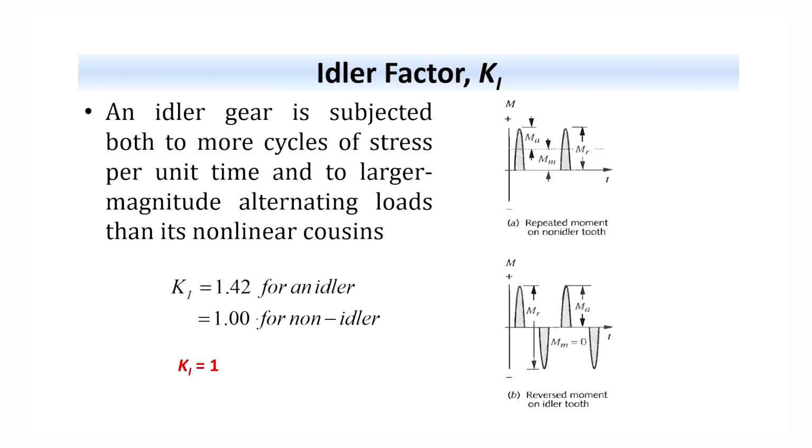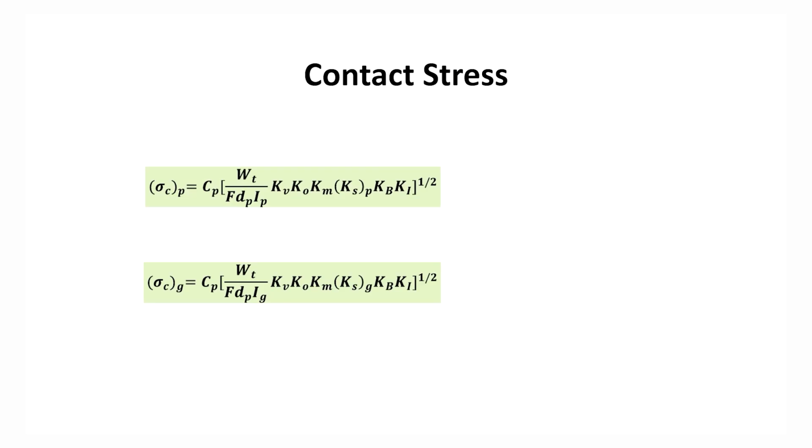Our gear is not an idler. For if it is an idler, then an idler factor of 1.42 is taken. Our gear is not an idler, so Ki is equal to 1. Knowing all these factors, now we can find the bending stress because we have all the factors.